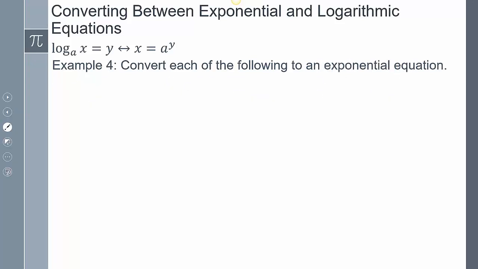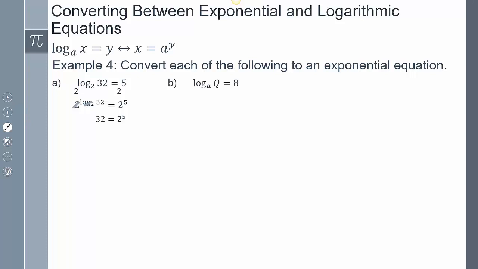Now example number 4, we're going to be converting to an exponential equation. Right now it's log base 2 of 32 equals 5. I want to convert that log into an exponential form, and so once again we perform the inverse. The inverse of log base 2 is going to be base 2. And so I get 2 to the log base 2 of 32 power. The 2 and the log base 2 are going to cancel out, and so I get 32 equals 2 to the 5th power.